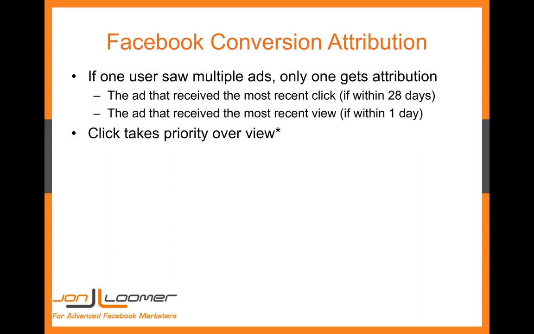So if there are 2 different ads and they clicked on one yesterday, saw one today, then converted, it's the one they clicked on yesterday that gets attribution. If they saw 2 ads and they viewed one yesterday, clicked one today, and then converted, it'd be the one where they clicked. If they saw 2 different ads, didn't click on either one of them, it'd be the one they saw most recently, especially if it's within that 1 day window.